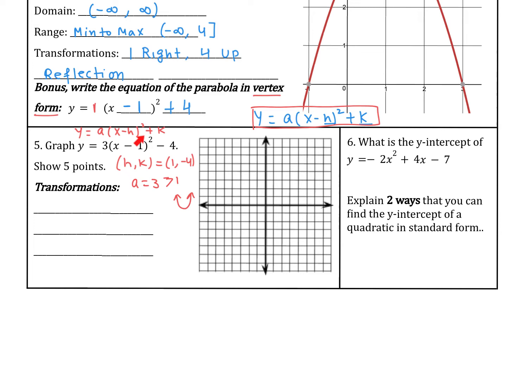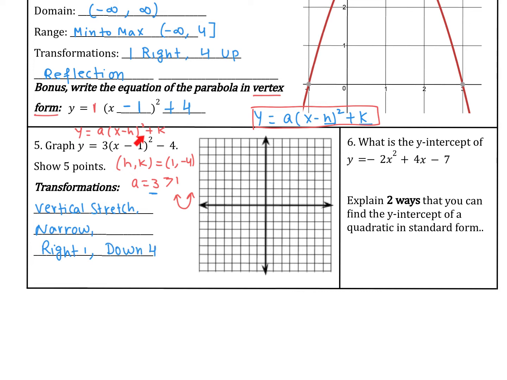If the number is greater than 1, it is a vertical stretch, also called narrow or wider. If this number is greater than 1, it's called a vertical stretch, or a narrow graph. For this number, always use the opposite of minus 1. If it's minus 1, it's going to move to the right side, the positive side. So right 1. And for minus 4, it's going to go down 4.